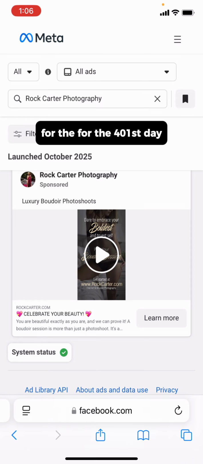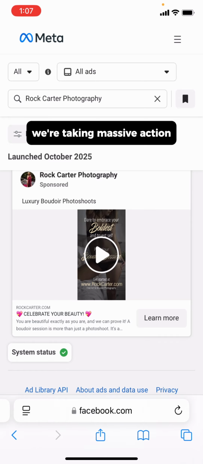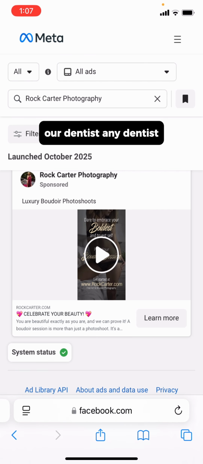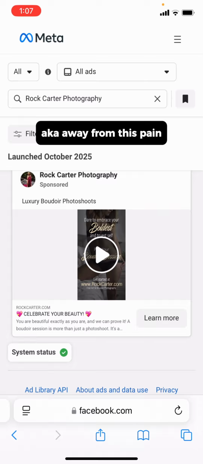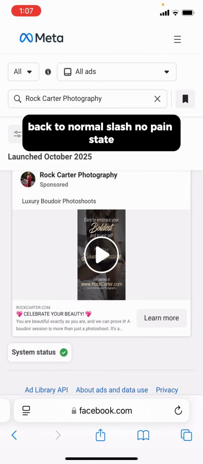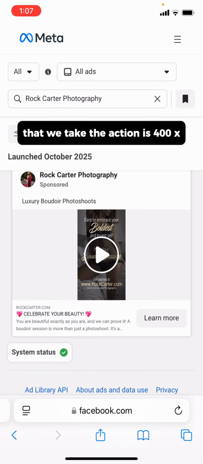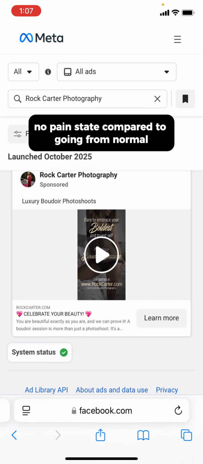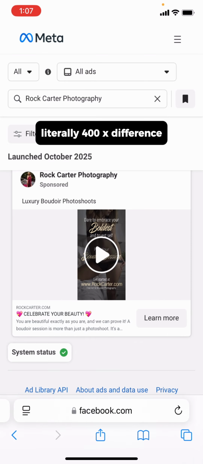For the 401st day, literally one day we're in pain, and dude, we're taking massive action to put the dentist on the calendar. Our dentist, any dentist, every dentist in the city, calling them up, getting them on the calendar, getting this thing solved, getting us out of this negative experience, away from this pain, back to normal, no pain state. So in this example, literally the difference in probability that we take the action is 400x to go from negative experience back to normal, no pain state, compared to going from normal, no pain state to some positive gain state. Literally 400x difference.